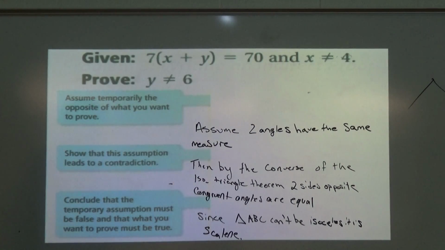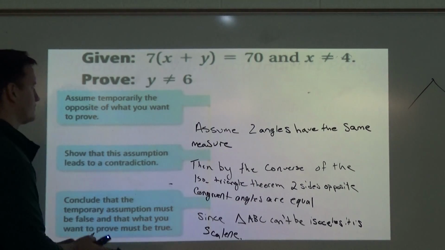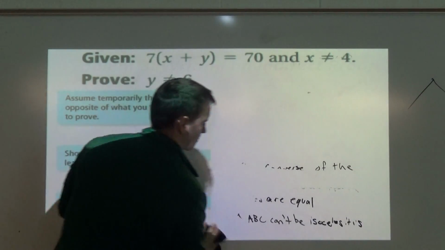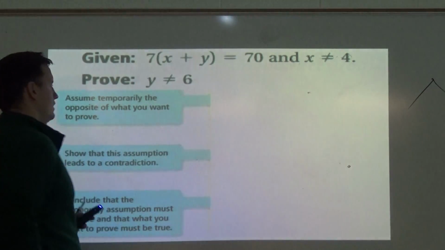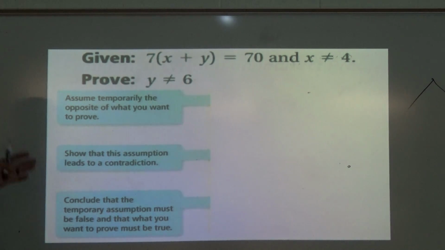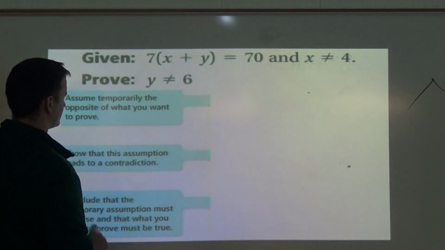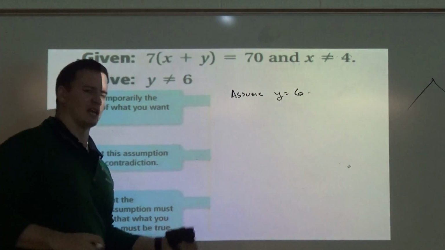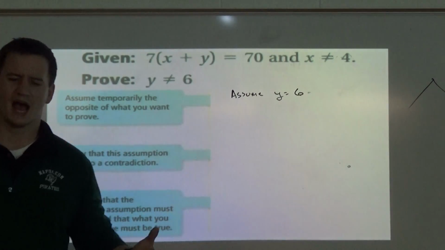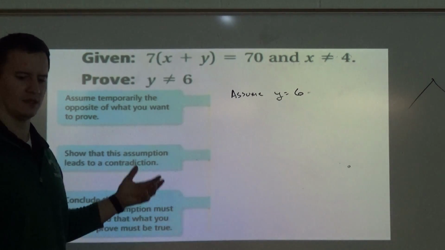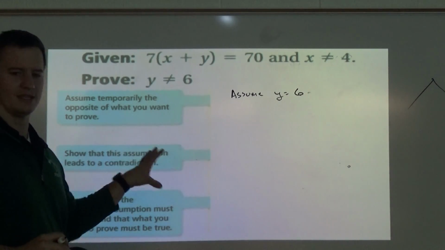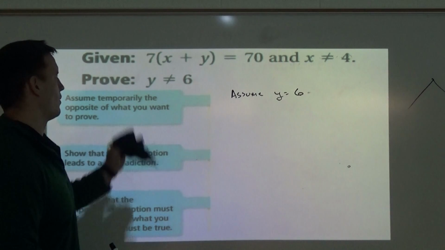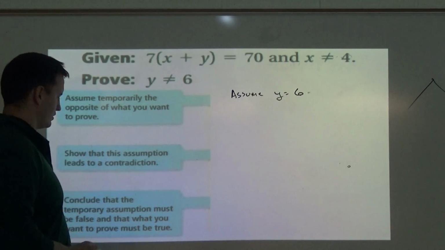Okay, moving on. Last guided practice for the day. Assume temporarily the opposite of what you want to prove. Okay, so we're given 7x plus y equals 70 and x doesn't equal 4. Prove y can't equal 6. Well, let's let y equal 6. Assume y equals 6. And this is a great example of the indirect proofs being useful and making a very clear picture of how we know that these work. Okay, so assume y equals 6. Show this assumption leads to a contradiction.